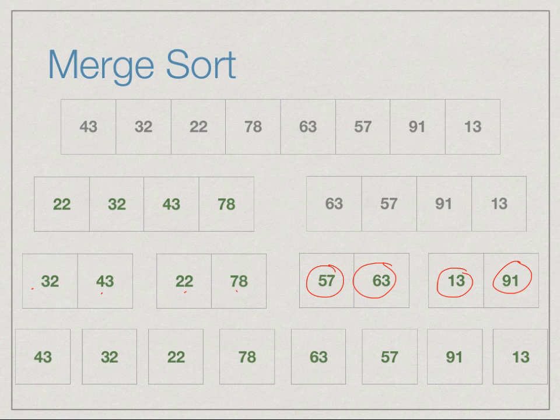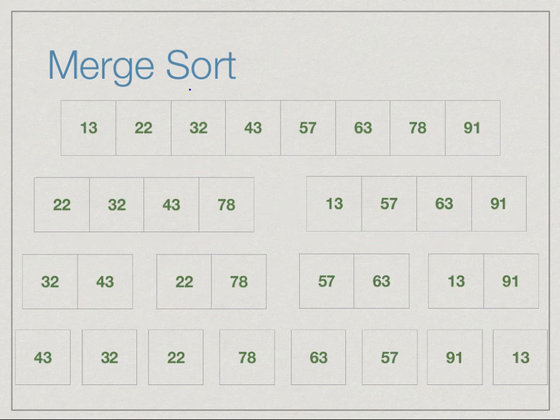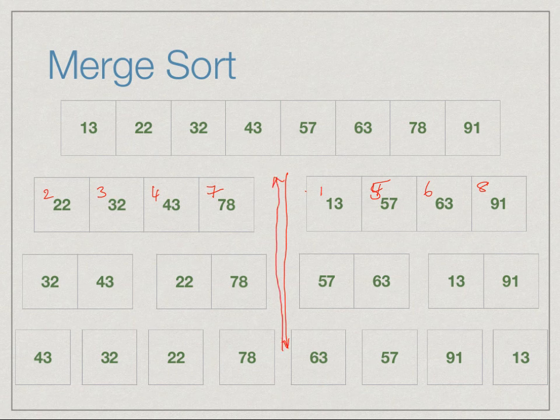Right? So after doing these 2 merges, we now have 2 lists of length 4, each of which is sorted. And now we will end up picking from this 13, and then 22, and then we'll pick 32, and then 43, then 57, then 63, then 78, and then 91. Right? So this is how this recursion goes. You first keep breaking it up down to the base case, and then you keep combining backwards using the merge.